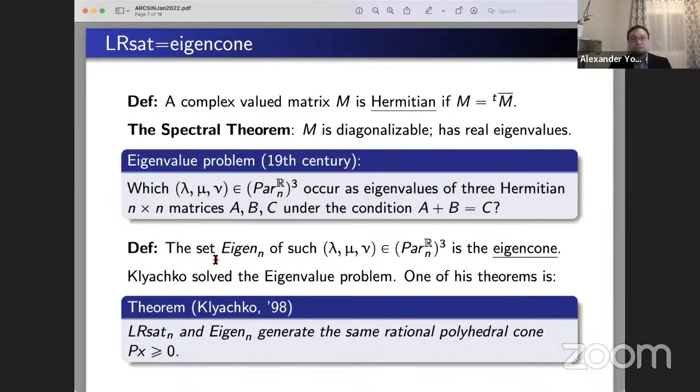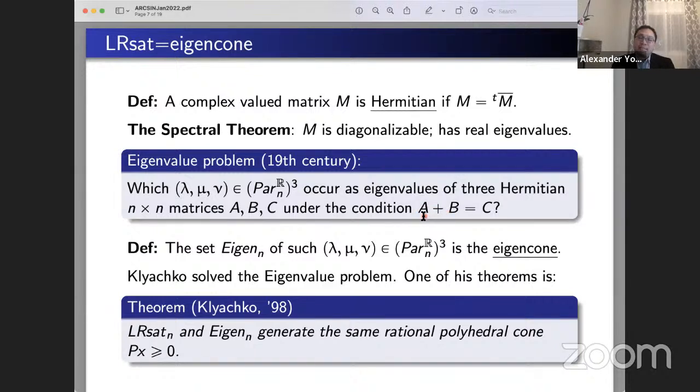And what your undergraduates may not know, unless they're taught by one of us, is that there's an old problem from the 19th century called the eigenvalue problem, which says the following. Suppose I have 3 Hermitian matrices. We know their eigenvalues are real, and I can sort them in decreasing order. So I can think of them as being real partitions, if you like: lambda, mu, nu, with a total of 3n entries.